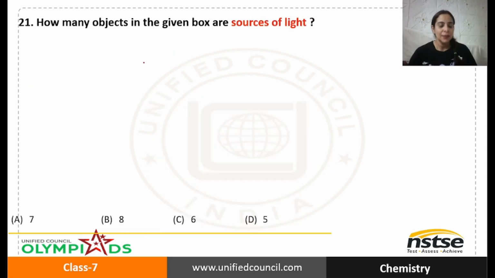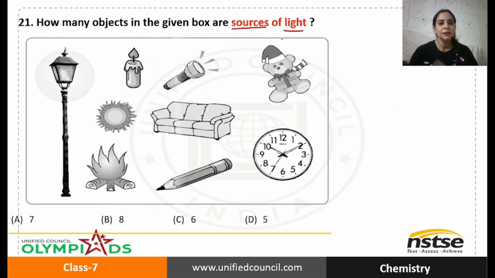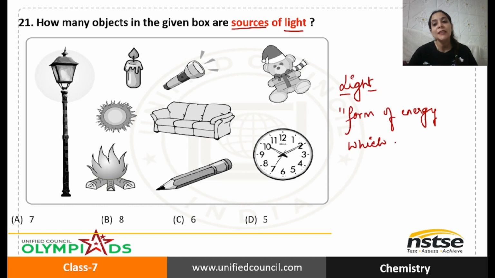Now the question says, how many objects in the given box are sources of light? Here is a box in which you can see a lot of objects. But before moving to options, I would really like to tell you about light. What exactly is light? See, light is a form of energy which enables us to see around ourselves.